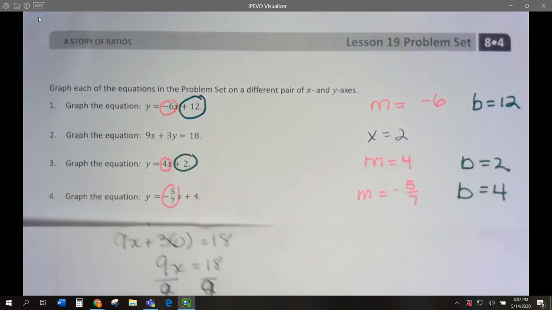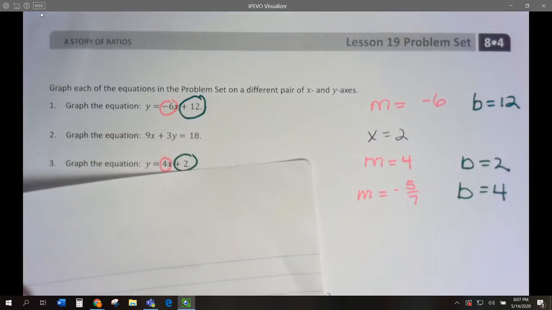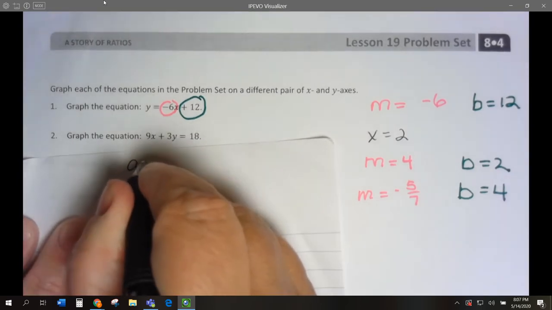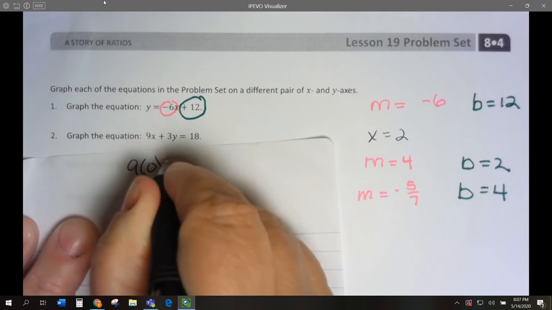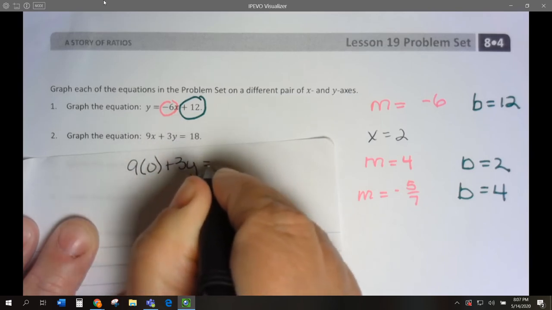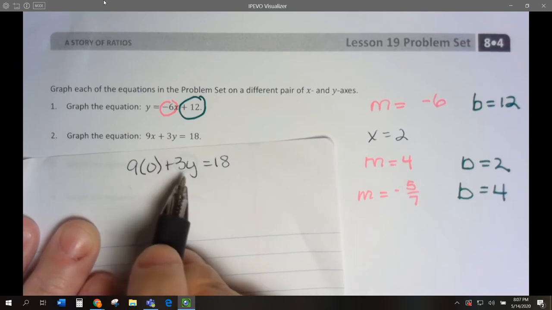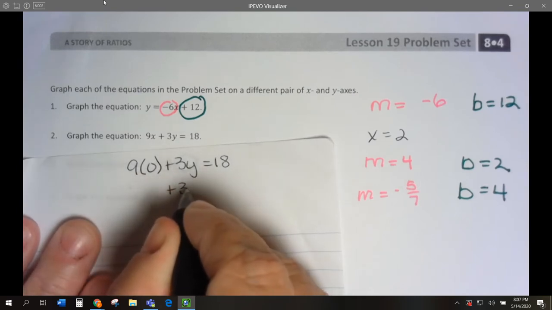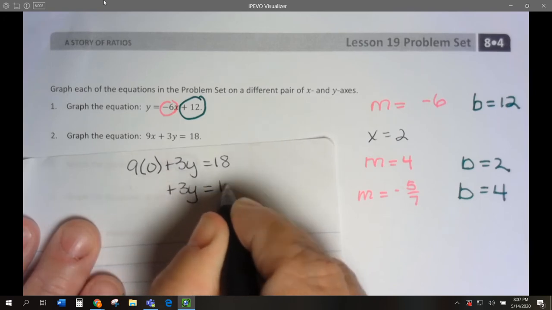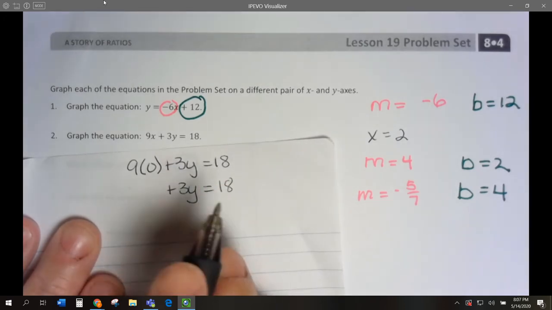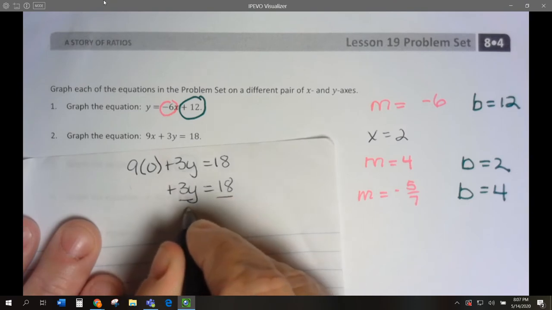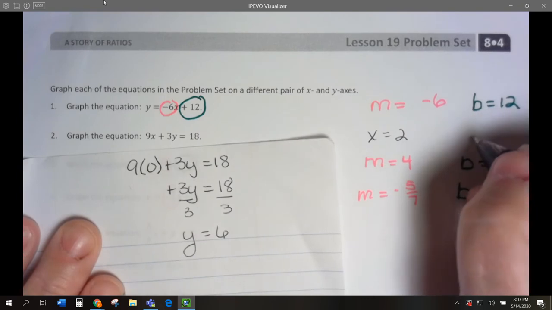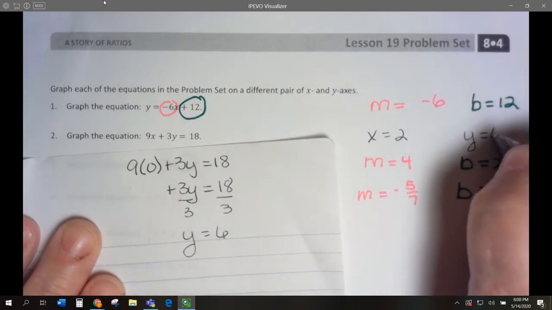And to find the y-intercept, we made x 0. So we're going to go 9 times 0 plus 3y equals 18. 9 times 0 is 0. So we're going to have plus 3y. 0 plus 3y is 3y equals 18. Now we're going to divide both sides by 3. And y is going to equal 6. So our y-intercept is 6.